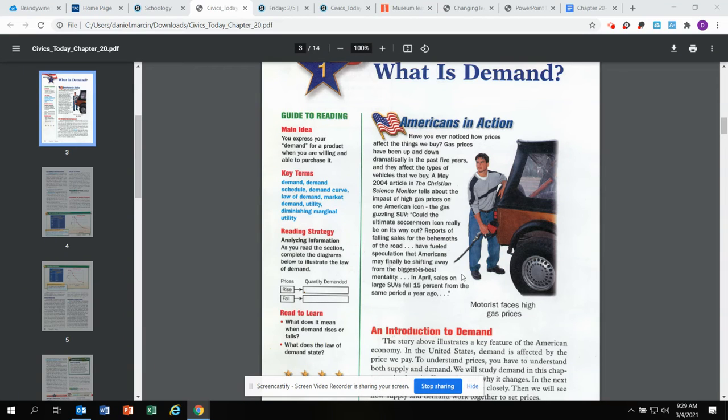I am going to read this chapter to you so you have a reading to help you when you work on your reading guide. So, Section 1, what is demand? Americans in action. Have you ever noticed how prices affect the things we buy?